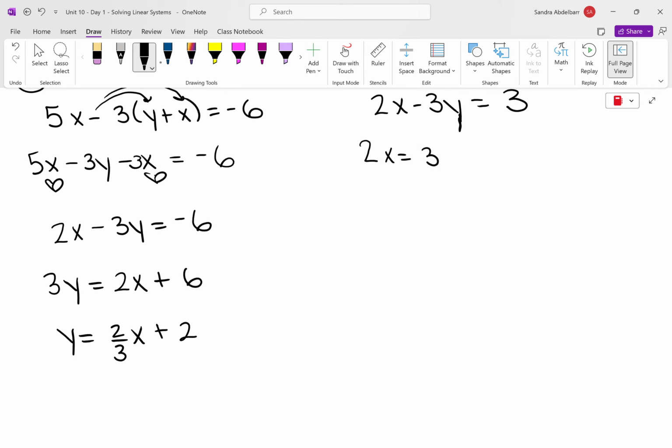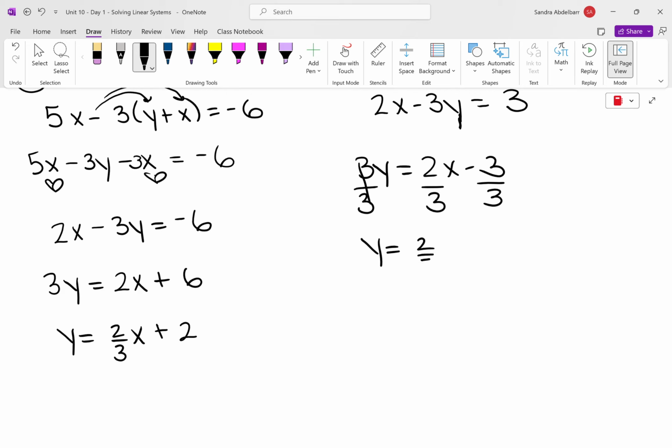Okay, so next one. So now we have 2x equals 3y plus, oh, why did I do that? Forgot to bring that 3 over. So we're going to have 3y equals 2x minus 3. Divide by 3. And we get y is equal to 2/3 x minus 1.